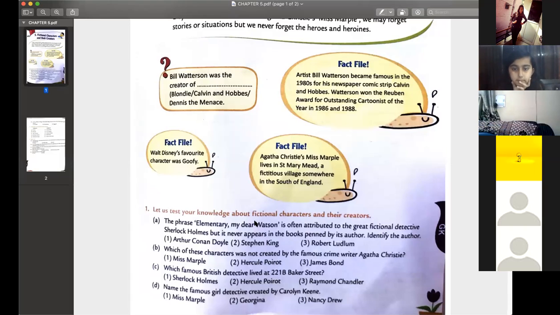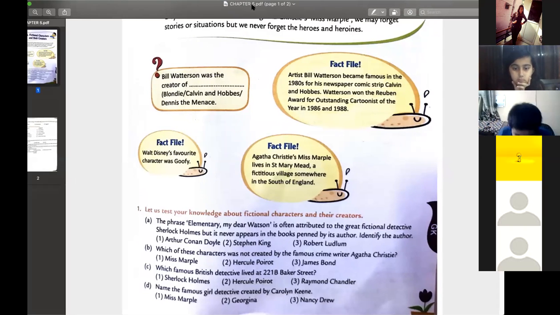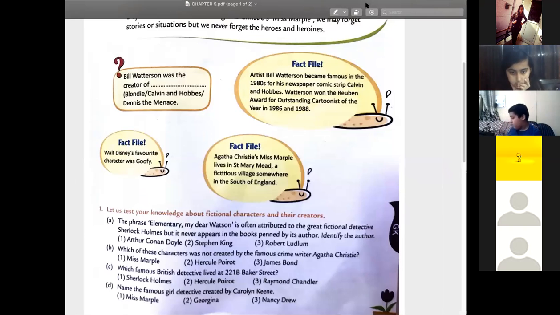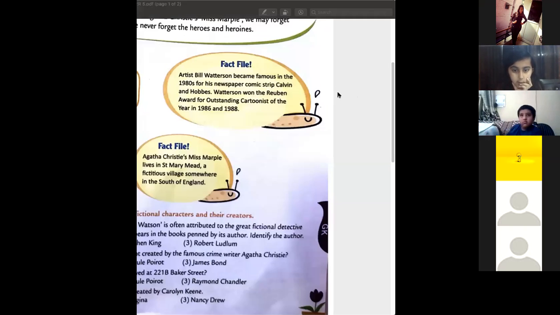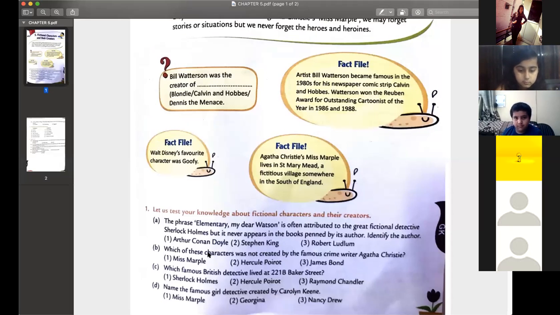Yes, Diksha, that's correct. Okay, yes, Ruchika. Ma'am, Arthur Conan Doyle. Just a minute. First one. Yes, just give me a second, class. Okay. Yes, Ruchika, continue. Arthur Conan Doyle is correct, absolutely.